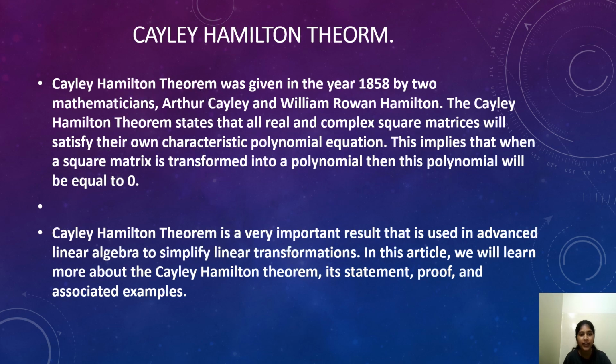Cayley-Hamilton theorem. The Cayley-Hamilton theorem was given in the year 1858 by two mathematicians, Arthur Cayley and William Rowan Hamilton. The theorem states that all real and complex square matrices will satisfy their own characteristic polynomial equation. This implies that when a square matrix is transformed into a polynomial, then this polynomial will be equal to 0.